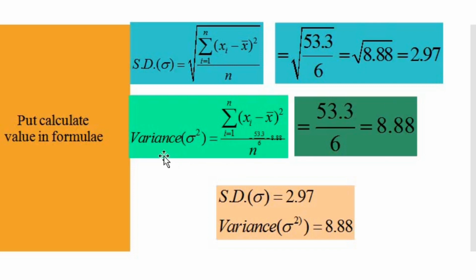And the variance: we apply the formula and put the values in it. The variance sigma square is equal to summation i equals 1 to n, in bracket xi minus x bar, bracket square, divided by small n. So it is 53.3 divided by 6, and we get 8.88. या ठिकाणी आपल्याला स्टँडर्ड डिव्हिएशन 2.97 भेटले आणि व्हेरियन्स 8.88 भेटलेला आहे.